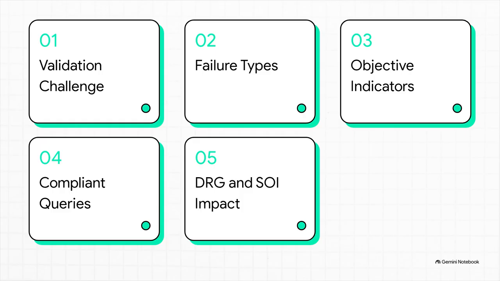First, we'll cover the respiratory validation challenge. Then, we'll break down hypoxemic versus hypercapnic failure. Third, we'll map out objective indicators and treatments. Fourth, we'll learn how to structure a compliant query. And finally, we'll look at the impact on DRG and severity of illness.